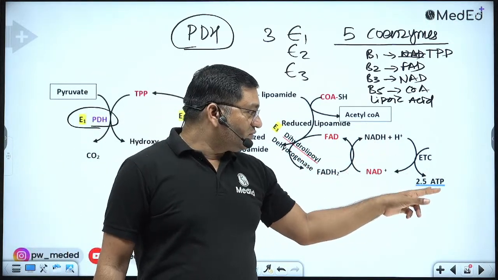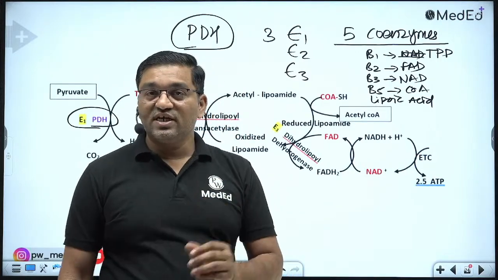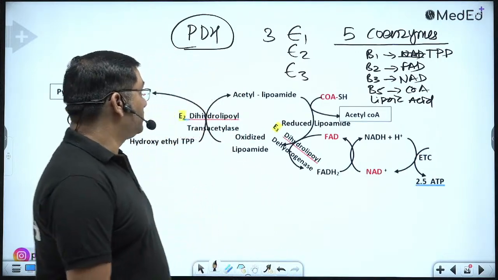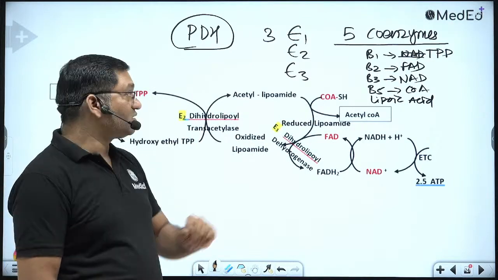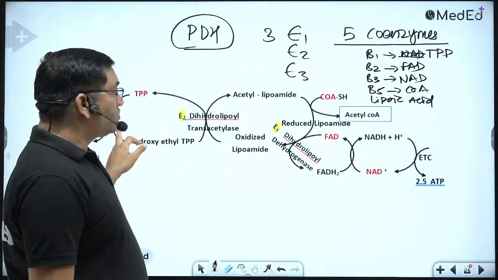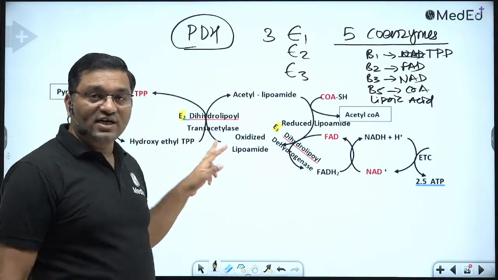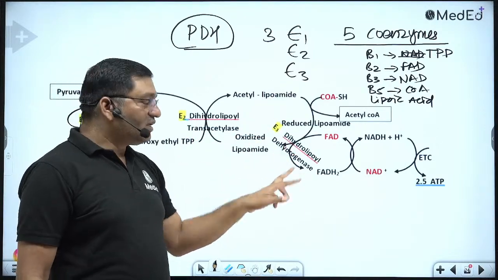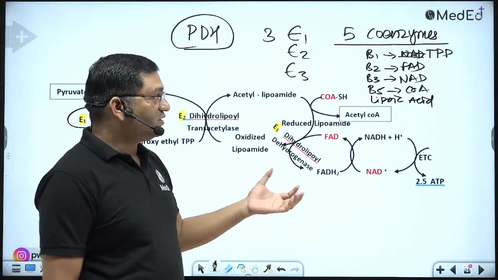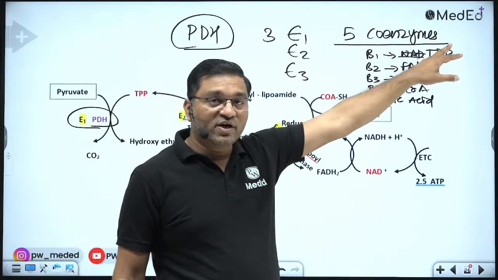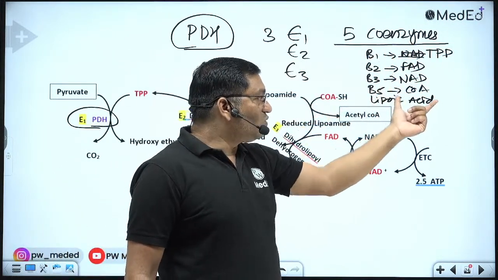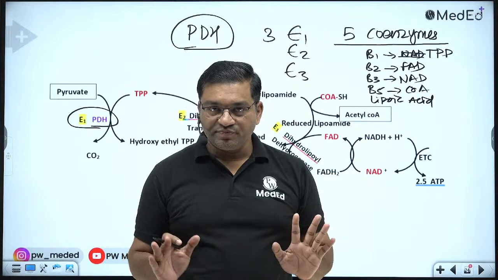This NADH will enter into the electron transport chain and will give 2.5 ATPs. So this is the pyruvate dehydrogenase complex. E1 is pyruvate dehydrogenase itself, E2 is dihydrolipoyl transacetylase, and E3 is the dihydrolipoyl dehydrogenase. These are the 5 coenzymes: thiamine pyrophosphate, FAD, NAD, coenzyme A and lipoic acid.